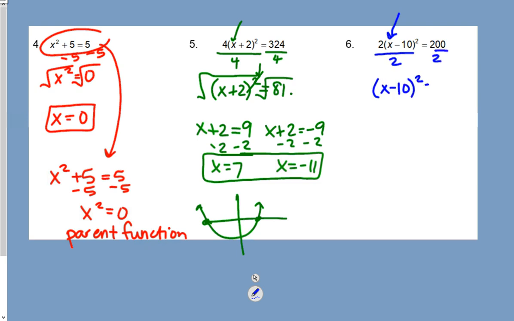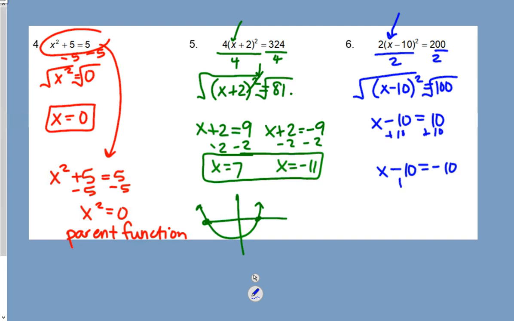So x minus 10 squared equals 100. I'm going to take the square root of both sides. So x minus 10 equals 10, and x minus 10 equals negative 10. Two separate answers here. Then I'm going to add 10 and add 10. So we get x equals 20 as one of our answers, and x equals 0 as another one of our answers. Okay?